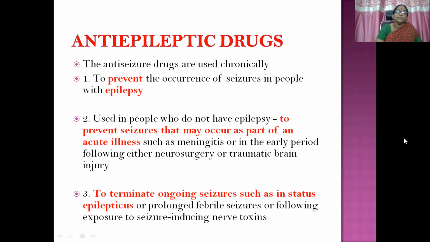And number two, used in people who do not have epilepsy. That is to prevent seizures that may occur as part of an acute illness, like in case of meningitis, neurosurgery or traumatic brain injury. In all these cases, the patient may land up in epilepsy, so that can be prevented. That is prevention of epilepsy and prevention of seizures of non-epileptic origin, like for secondary reasons. And number three is to terminate ongoing seizures such as in status epilepticus, which is a medical emergency.